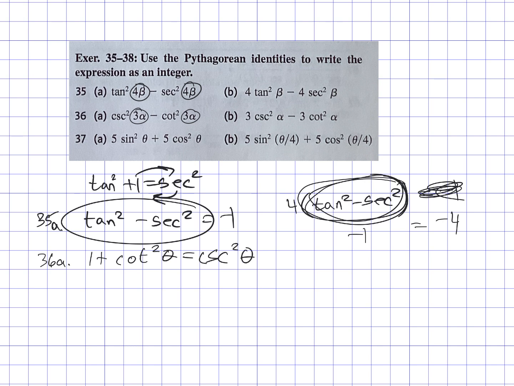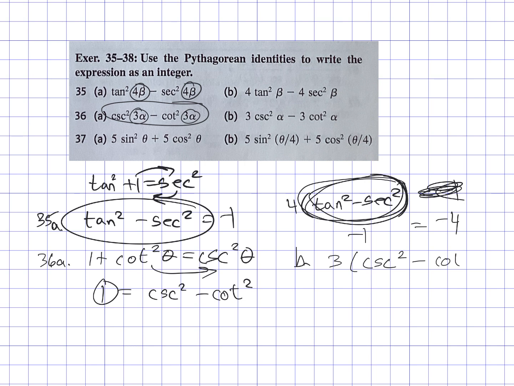All right, so what is the cosecant squared? We really want cosecant squared minus the cotangent squared. Well, let's subtract the cotangent squared over there. And we get cosecant squared minus cotangent squared equals 1. So this answer should be 1. That's 36a. All right, so let's go to B. And it's the same thing as number 35. We factor out a 3, we get the cosecant squared minus the cotangent squared. And we just figured out that that's the same thing as 1. So 3 times 1 is 3. That would be the answer to 36b.